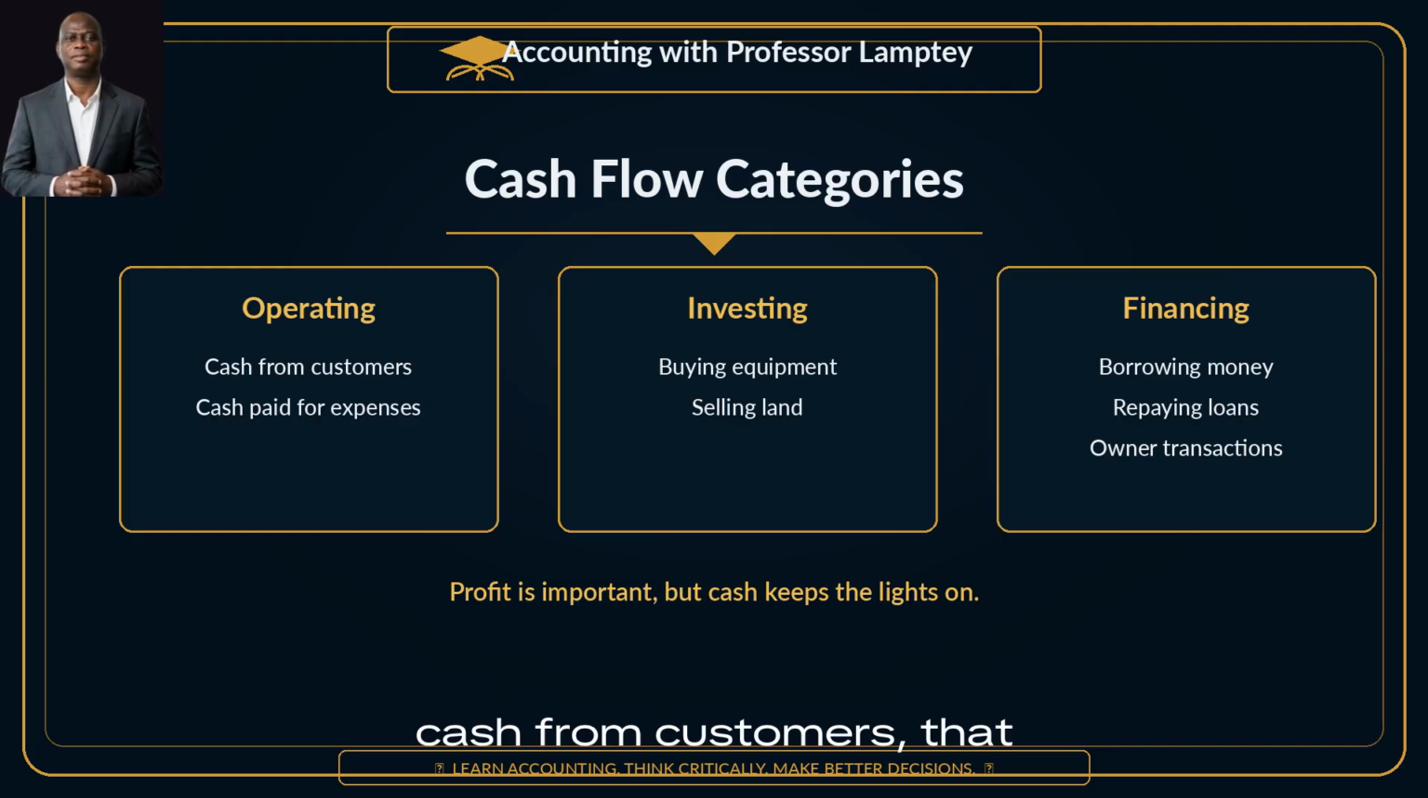If a business receives cash from customers, that is an operating cash inflow. If it pays employees, that is an operating cash outflow. If it buys equipment, that is an investing cash outflow. If it borrows money from a bank, that is a financing cash inflow. Profit is important, but cash keeps the lights on. And if the lights go off, even the best income statement becomes hard to read.